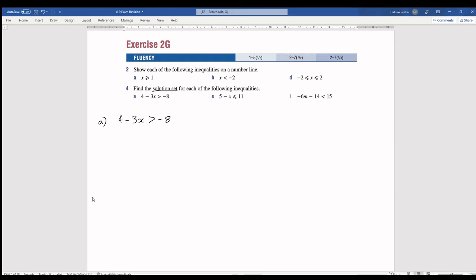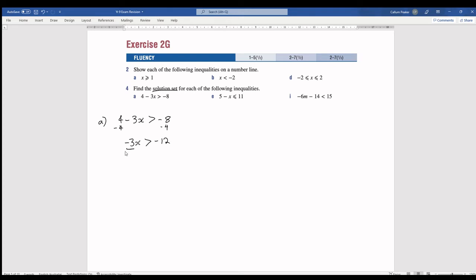I'm going to solve this the same way I would solve any other algebraic problem. So I'm going to start by removing my number term from the front here. So we've got a plus 4, so I'm going to subtract it, and that gives me minus 3x is greater than minus 8 minus 4, which is minus 12.